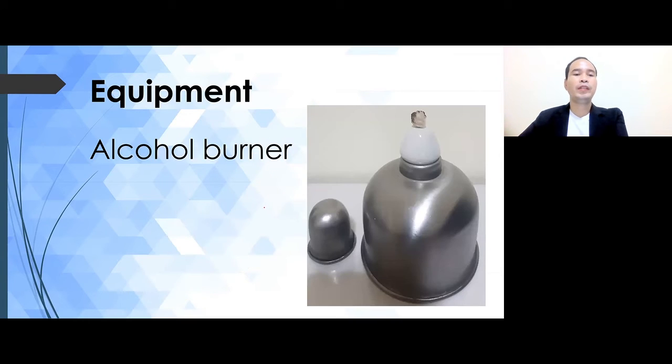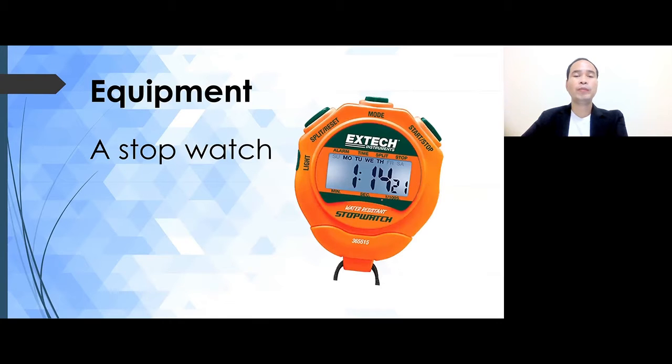Next we have your alcohol burner. This will be used to provide the heat that we need for our experiment. And also we need a stopwatch. Take note of the time, how much time has already passed when we do our experiment.